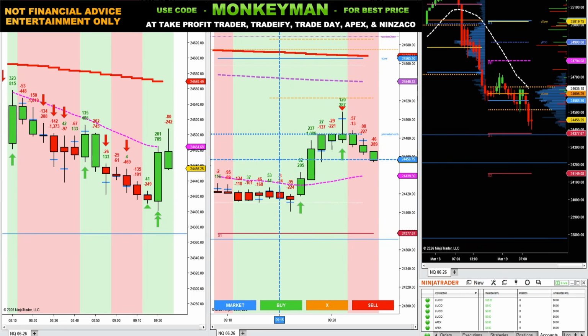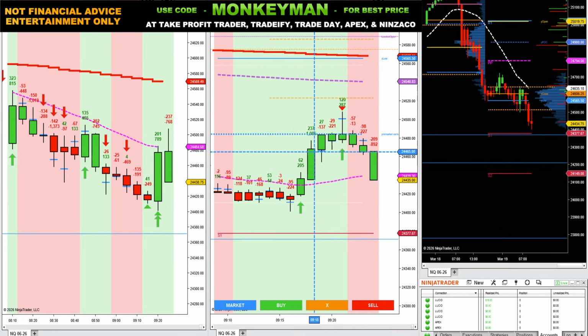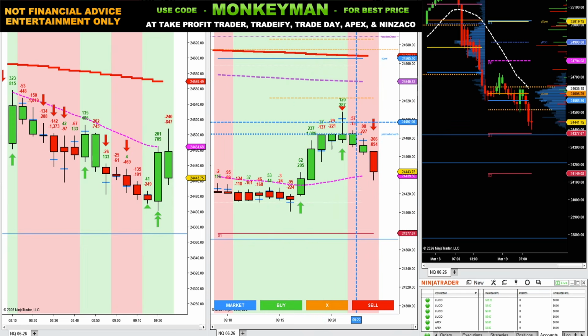I'm using the flow stack to print the delta for the NQ and the ES on both charts. And then when price is above or below the 3 SMA and we get an increase in volume on both instruments, I get the candle color printing and I get these signal arrows.